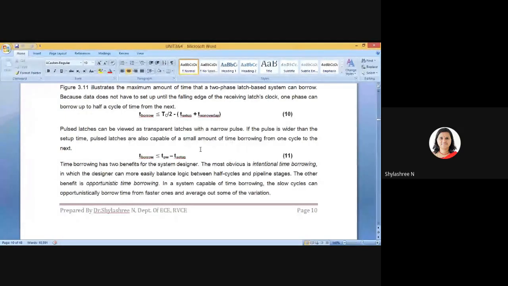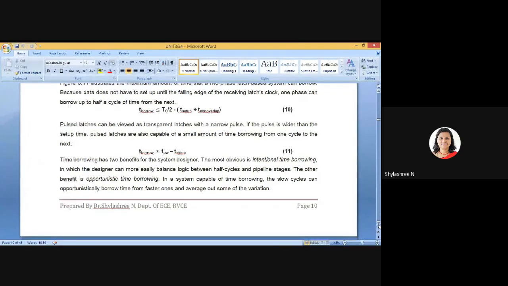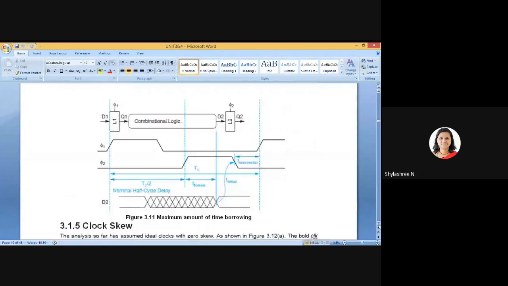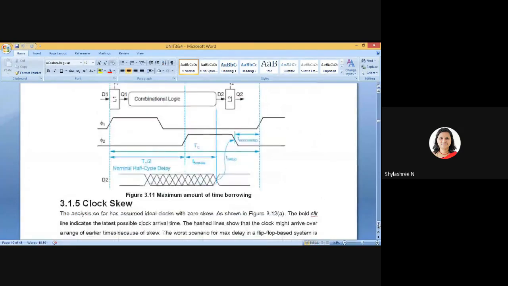If it is a wide pulse, then it is capable of a small amount of time borrowing from one cycle to the next. So the equation we can write is T borrow should be less than or equal to TPW minus T setup. Okay, so what is the benefit for the designer for the time borrowing? What is the benefit?